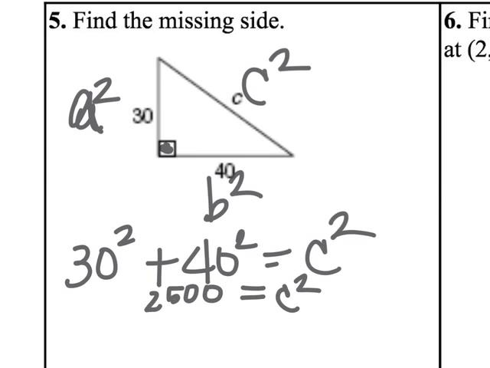equals c squared, and c is still not by itself, so we're going to do the opposite of squaring something, which is to take the square root, and what we do to one side we must do to the other side. So the square root of 2500 is 50, and that gives us our final answer of c.